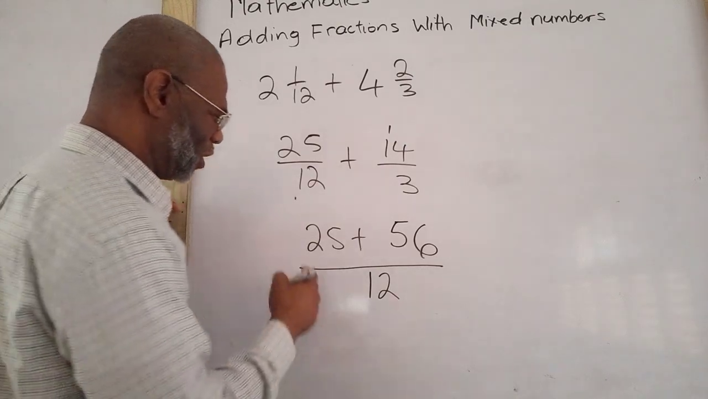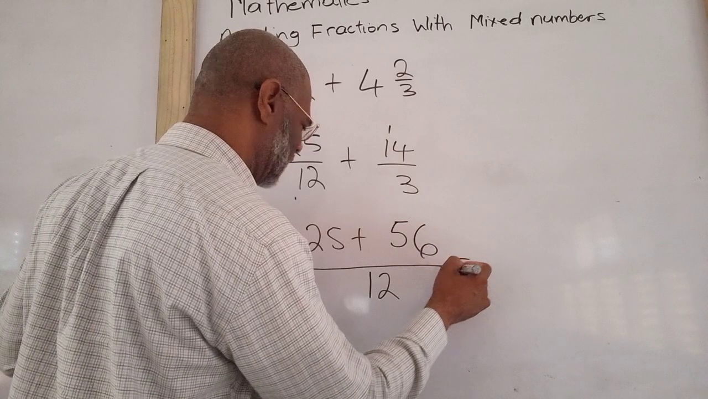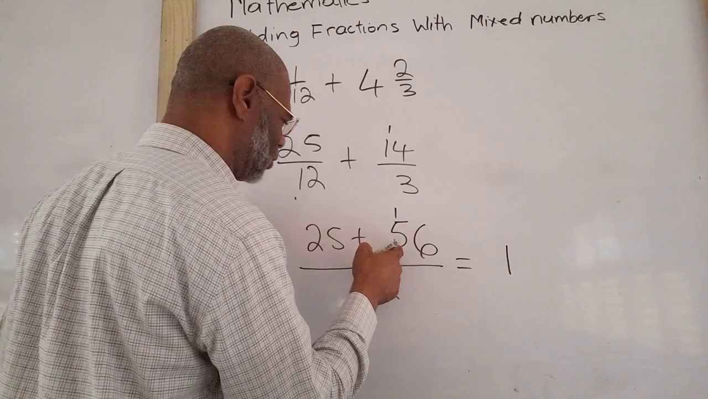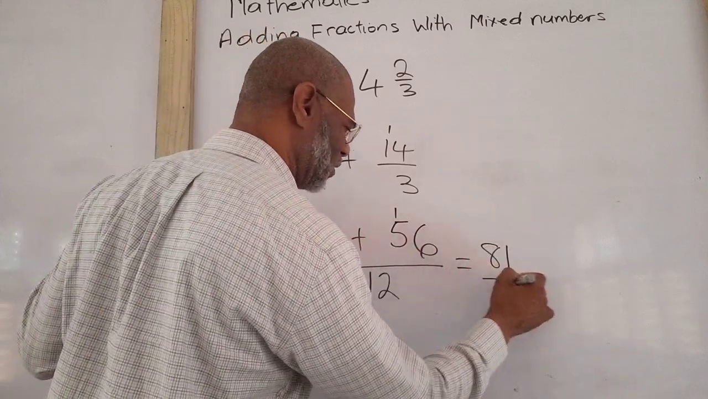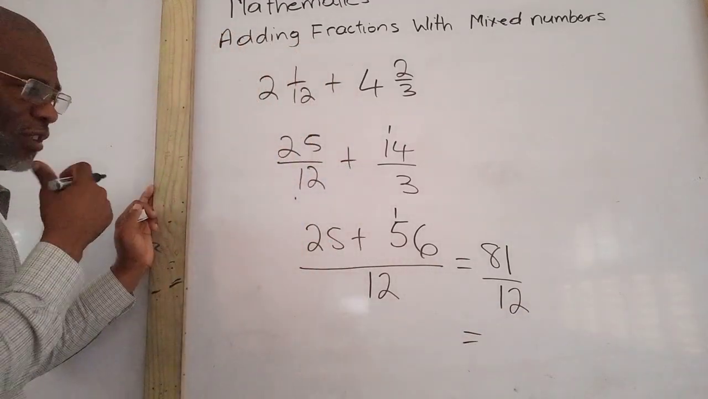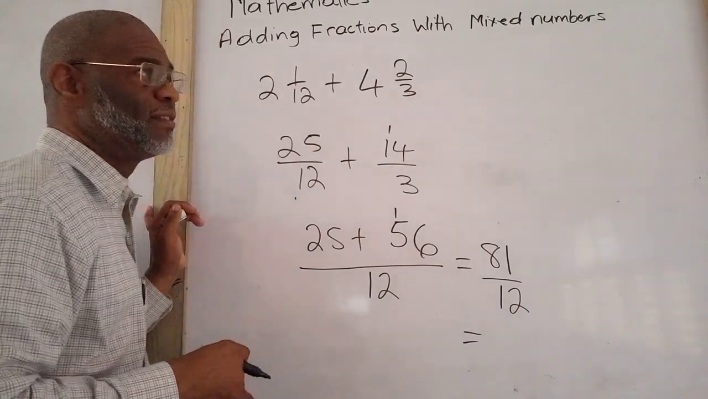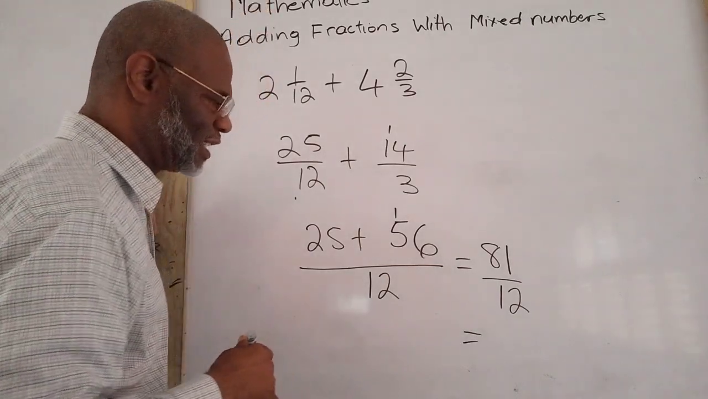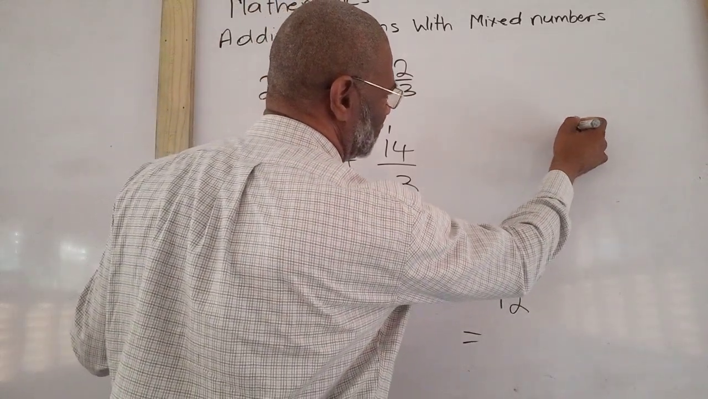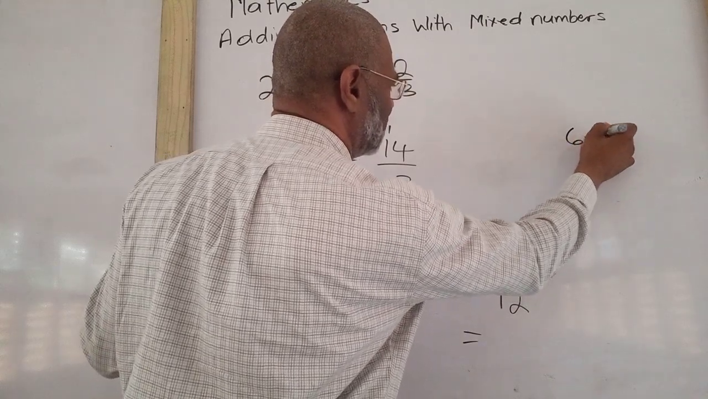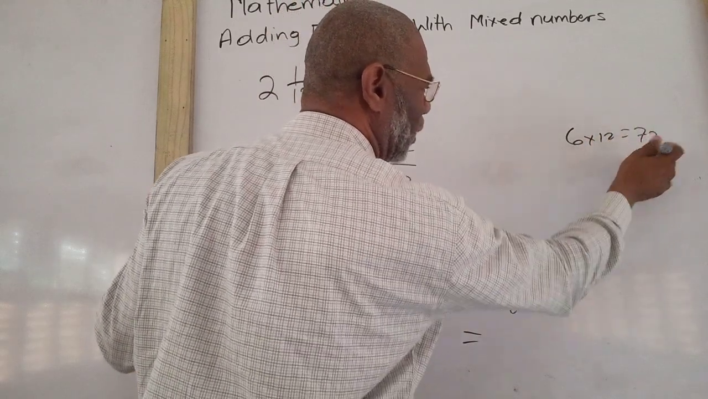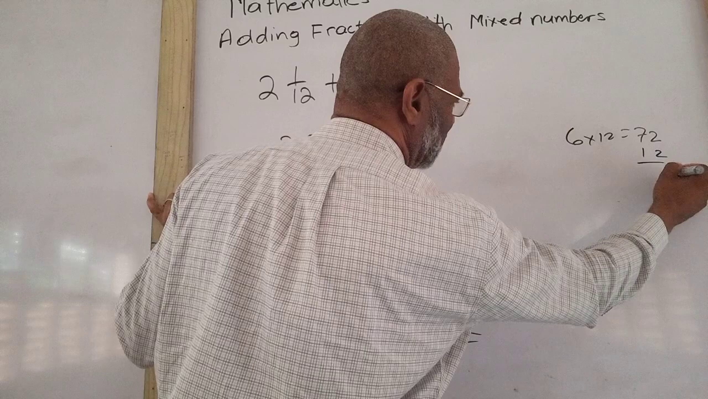So we now add 25 plus 56. And that gives us what? 6 and 5 is 11. Carry 1. 2 plus 5 is 7 and 1 is 8, so 81 over 12. If we simplify that, what else can we get, 12 out of 81? 6 times 12 is 72. Can we get another one from that? No.